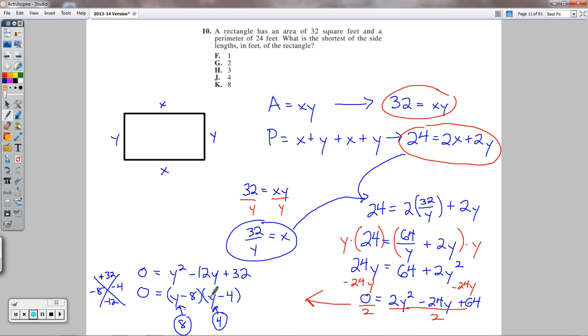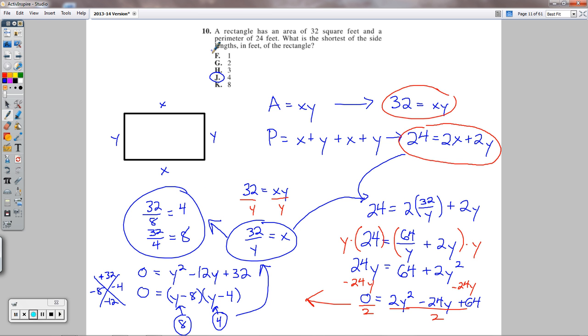If we plug either one of those back into Y right here, 32 divided by 8 would be 4, and 32 divided by 4 would be 8. So whatever value we pick for Y, the other value would be the value for X. Therefore, no matter what we pick here or here, we get the other one as the other answer. So the shortest of the side lengths in feet of that rectangle would be 4, not 8. 8 would be the longer, so 4 is our answer here.